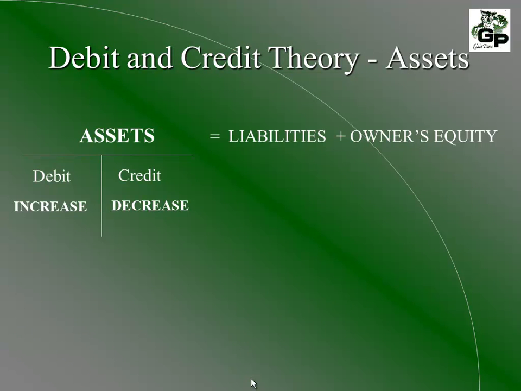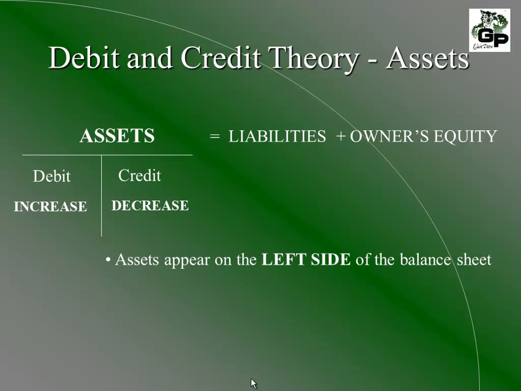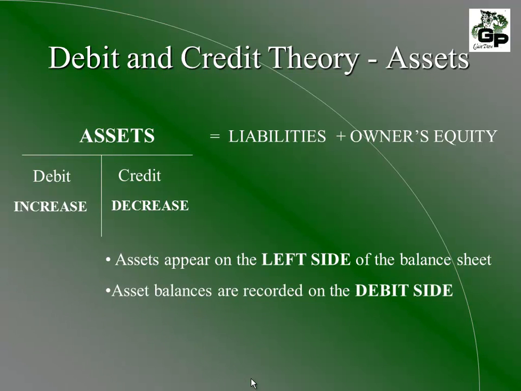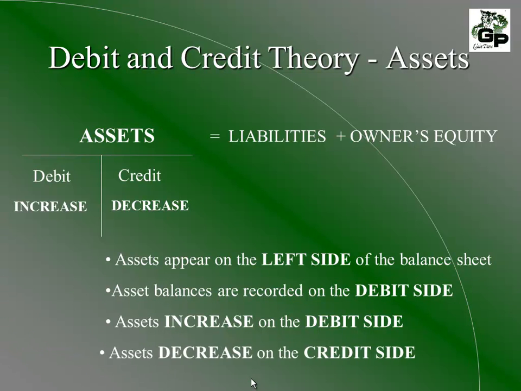Now we'll take a look at debit and credit theory regarding assets. Assets increase on the debit side and decrease on the credit side. Assets appear on the left side of the balance sheet. Their balances are recorded on the debit side. Assets increase on the debit side. Assets decrease on the credit side.